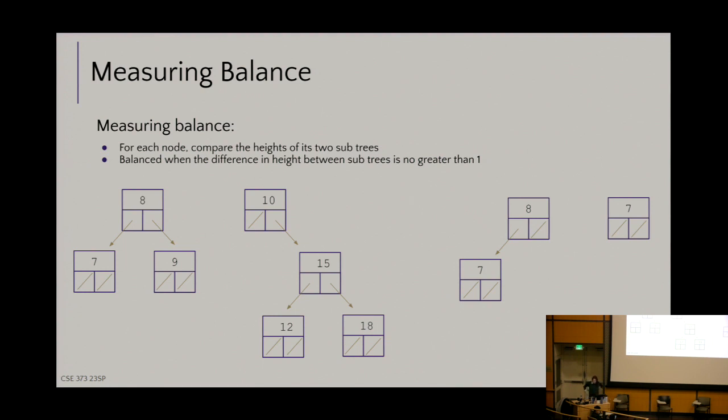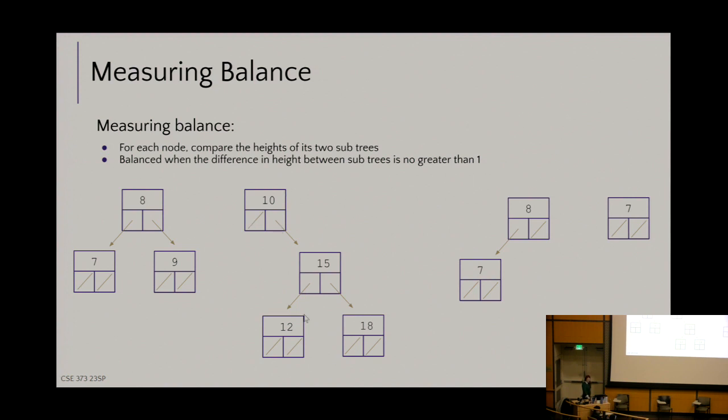Okay, I think I didn't separate the animations. So let's start here with this tree. We've got an 8. It's got a 7 to its left and a 9 to its right. Is it a binary tree? Is it a binary search tree? Yeah. Is it balanced? Yes, I agree. This is sort of the core little relationship of a balanced node here.